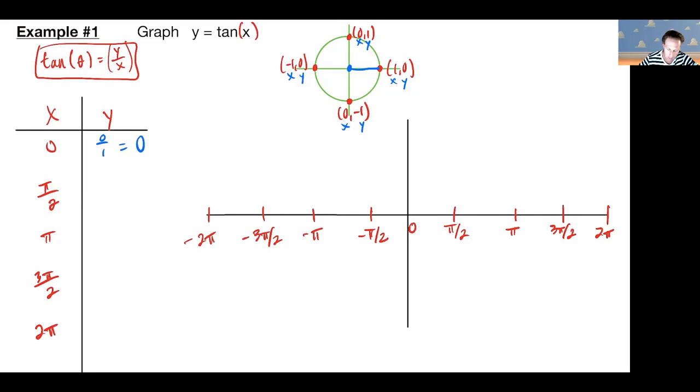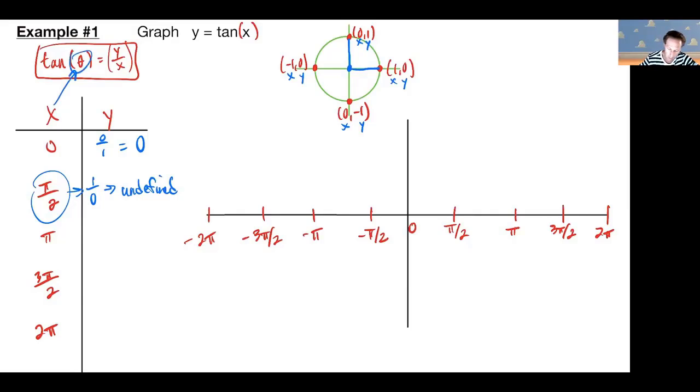At pi over 2 or 90, we'd be up here. That would be 1 over 0, which, do we know how to divide by 0? So if this is our input and that is what we get out, we say that it is undefined for that input, that x, that angle value that we're dealing with here for theta.